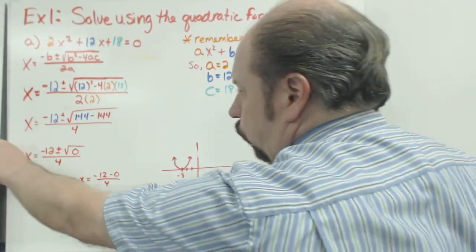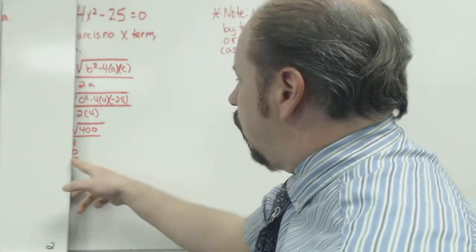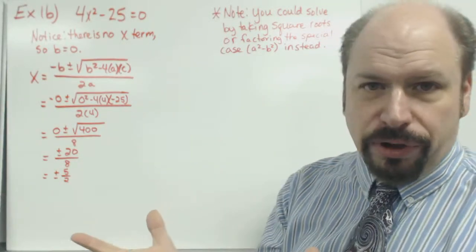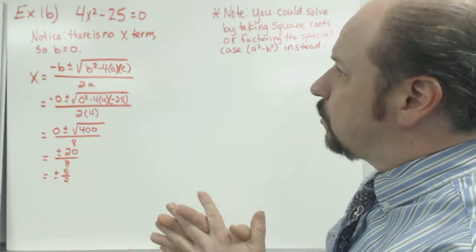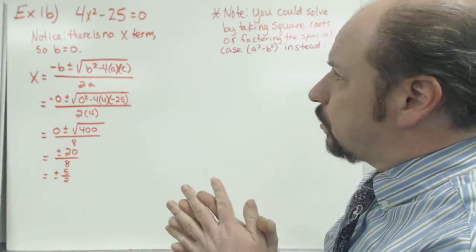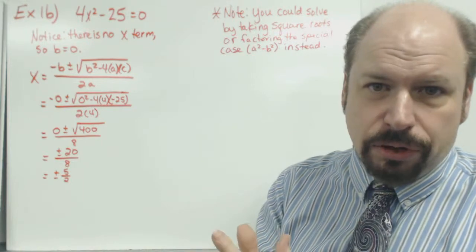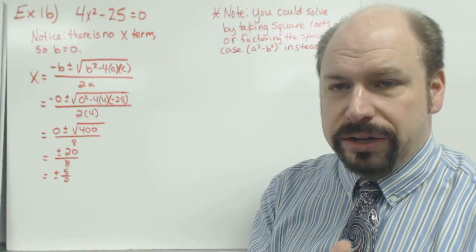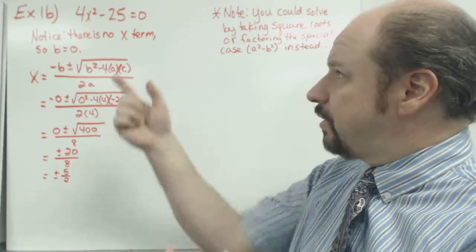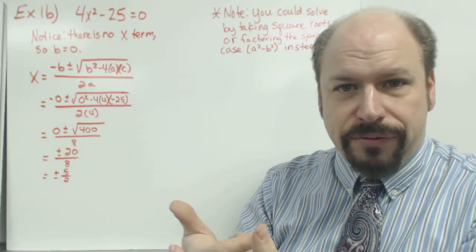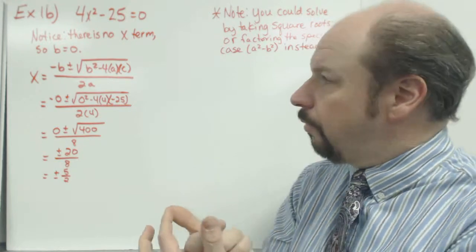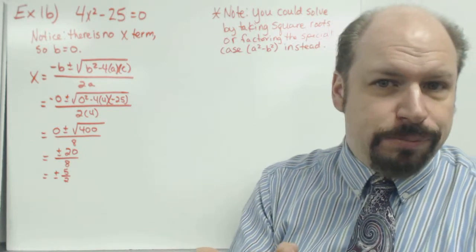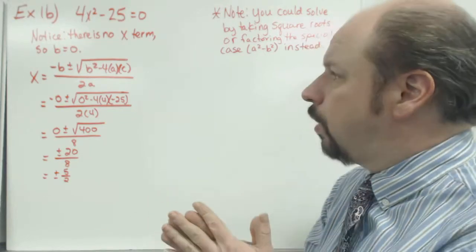Okay, so moving on to another example. This time I took away the color coding, but hopefully you can follow along pretty easily. So we have 4x squared minus 25 equals 0. Notice in this particular case, 4x squared is our a term, and minus 25 is our c term. We don't have a plus bx in the middle there. So there is no x term to deal with. So in that case, b would have to be 0.